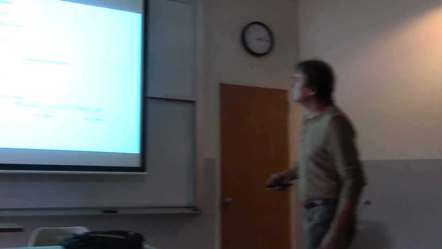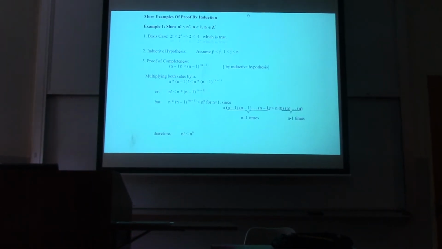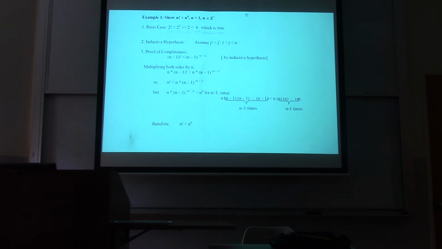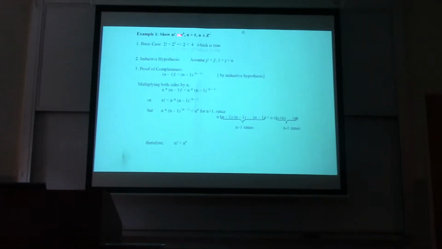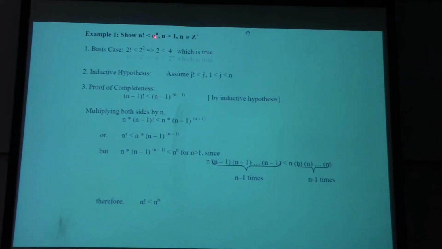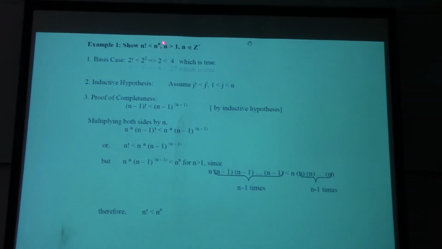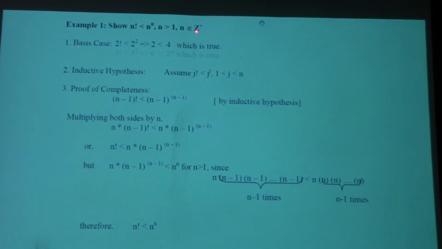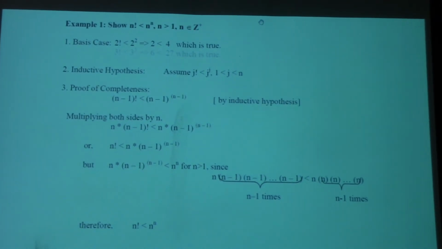Let's look at this example of proof by induction. So let's go back to our induction case. What we want to show is that n factorial, function factorial, is less than or equal to n to the n power for n greater than 1, where n is any positive integer. What is the smallest value of n based upon these restrictions? 2. So 2 is the smallest one.